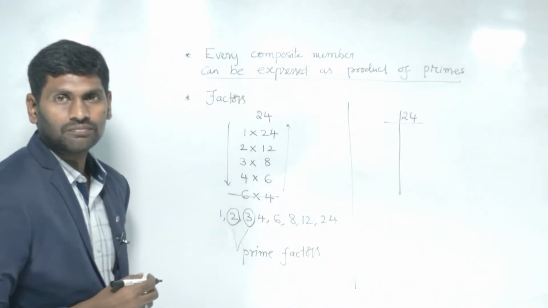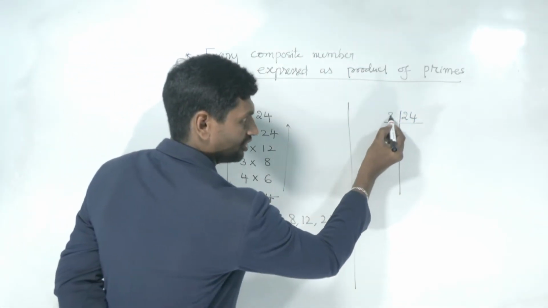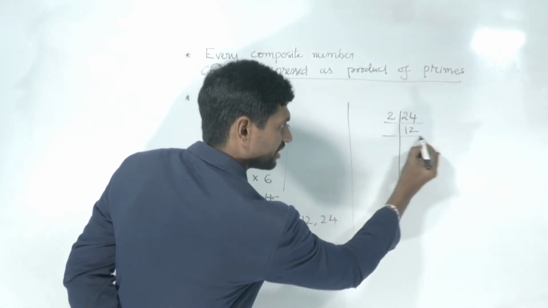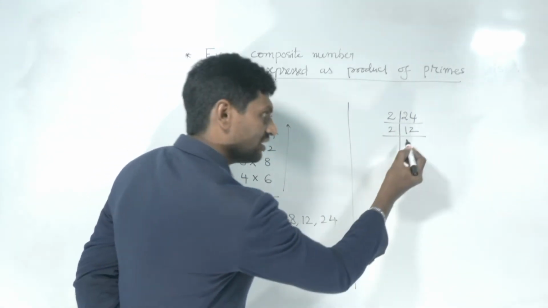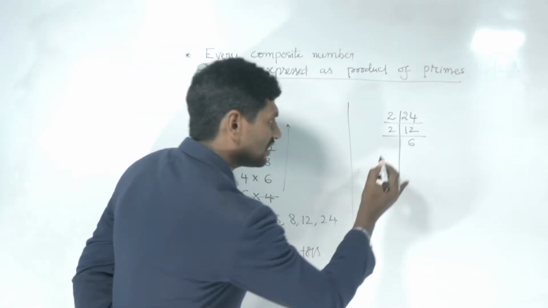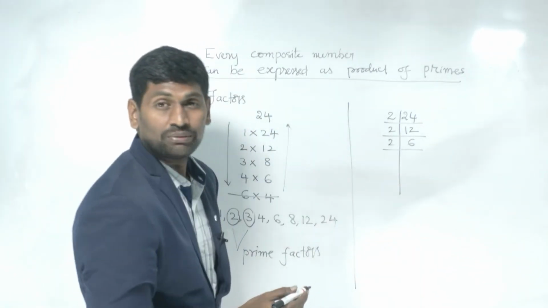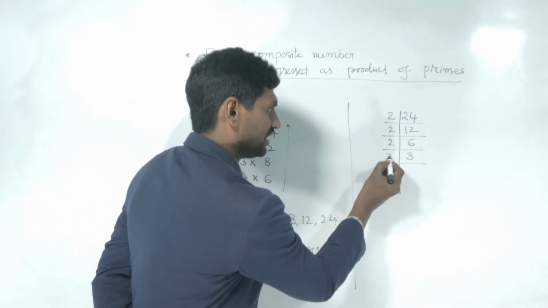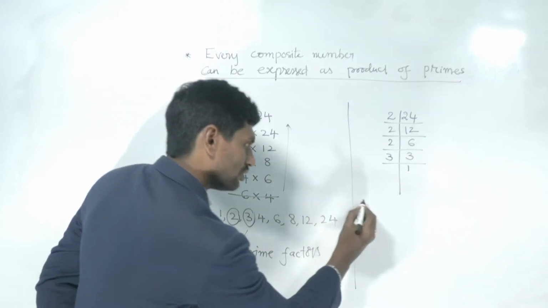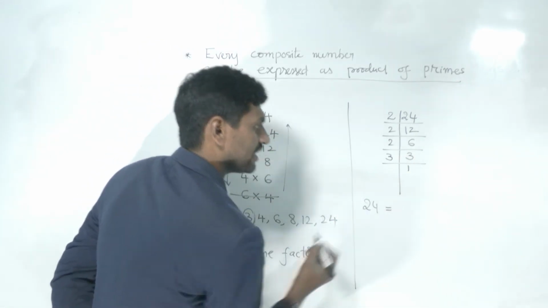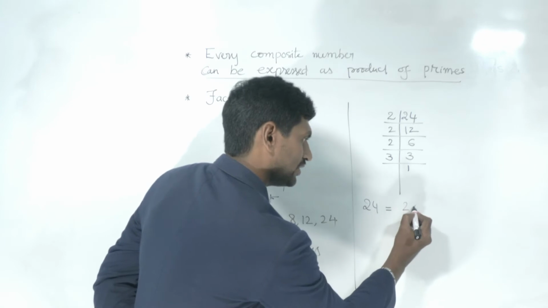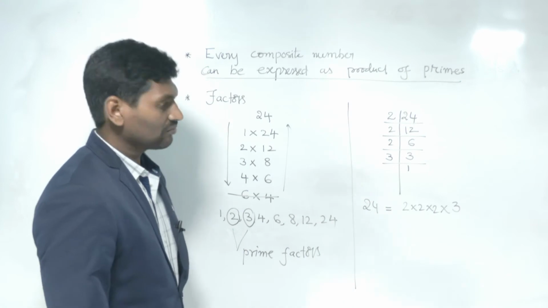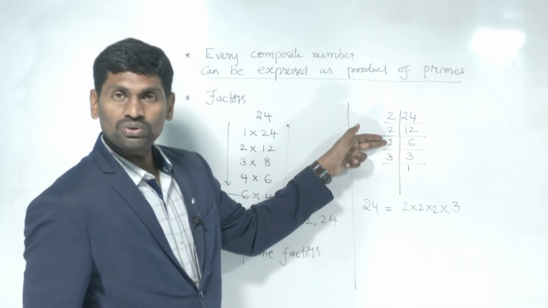I wrote, right? Now 2 table, 2 is a prime number. 2 table 24 will come 12 times. Again 2 table 12, 6 times, 2 sixes are 12. Again 2 table in 6, 3 times. 3 is a prime number, 3 ones. So this 24 can be expressed as 2 into 2 into 2 into 3.